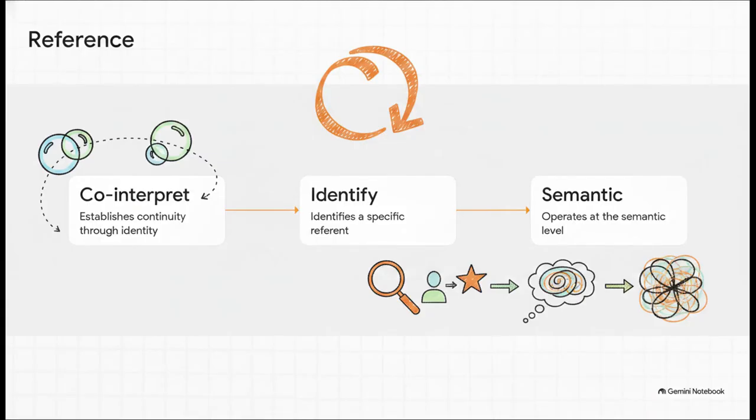First up is relatedness of reference. This establishes continuity through identity or comparison, and it operates purely at the semantic level, meaning it's not about the specific words used, but the meaning behind them. It requires co-interpretation. You literally cannot interpret the meaning of a pronoun like he or it without referencing an outside situational element, which we call exophoric, or a previous text element, which is endophoric.